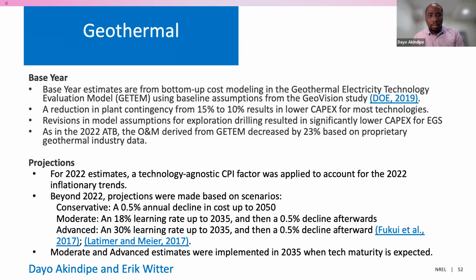And for the moderate and advanced cases, we apply the specific cost numbers in 2035. So between 2022 and 2035 is where we apply the learning curve. And then beyond that, up to 2050, we apply the same rate as we have in the conservative case. That's a 0.5% annual decline.